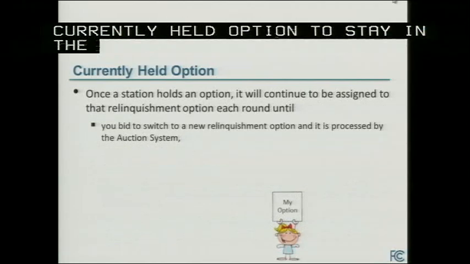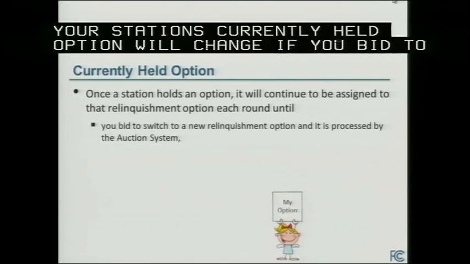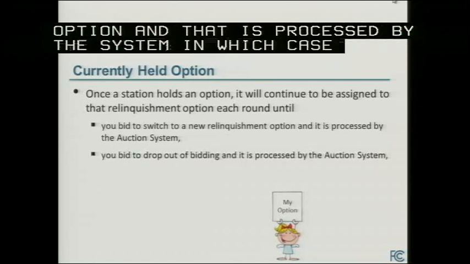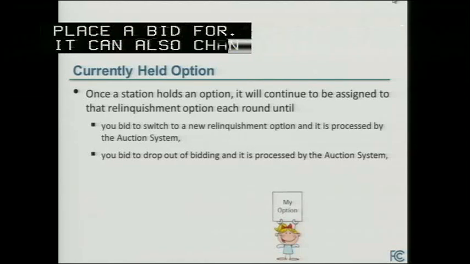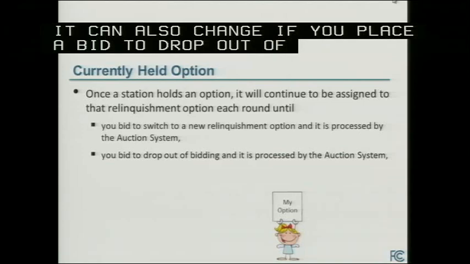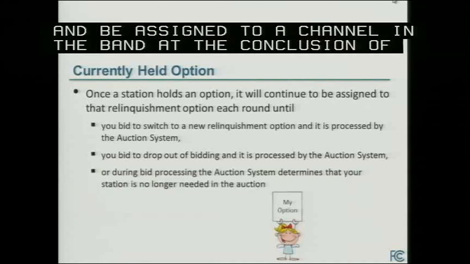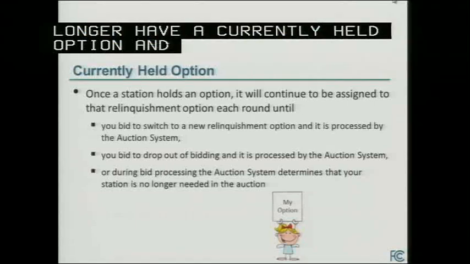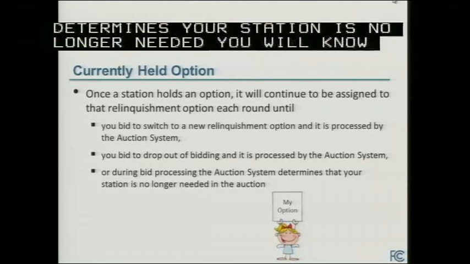Your station's currently held option will change if you bid to switch to a new relinquishment option, and that is processed by the system, in which case your currently held option becomes the relinquishment option that you placed a bid for. It can also change if you place a bid to drop out of the auction that is processed. In that case, you will drop out and be assigned to a channel in your pre-auction band at the conclusion of the auction, so you will no longer have a currently held option. And if during bid processing the auction system determines that your station is no longer needed in the auction, you will also no longer have a currently held option because you will exit the auction.